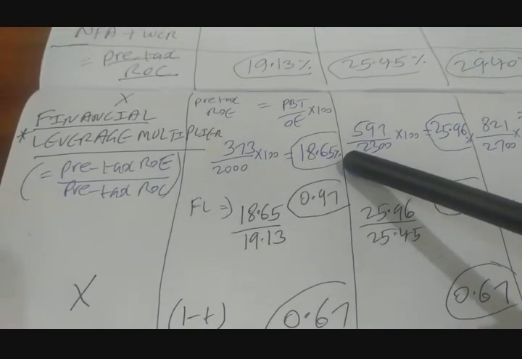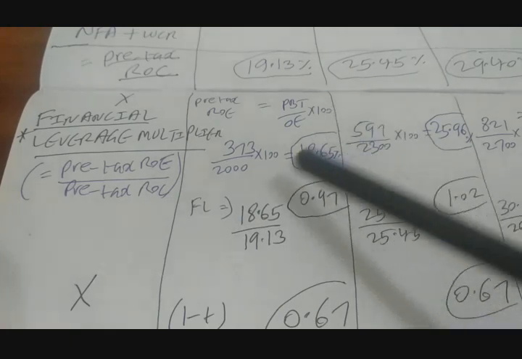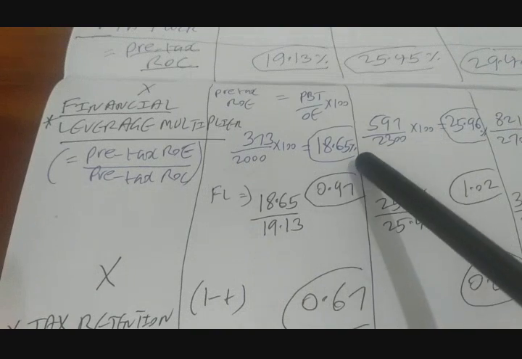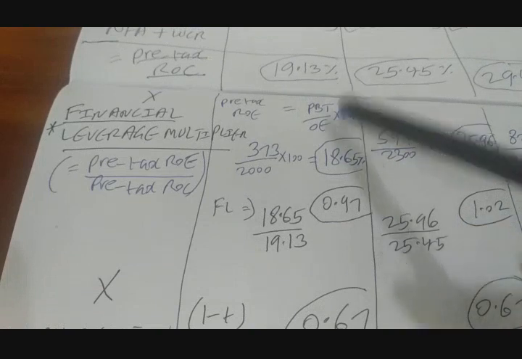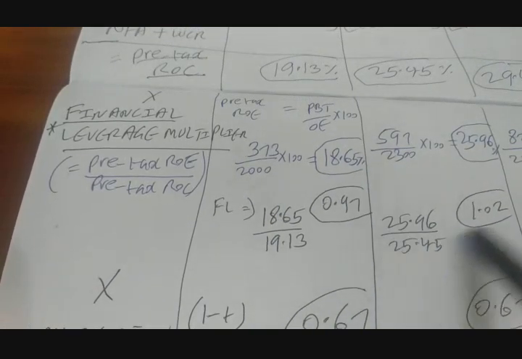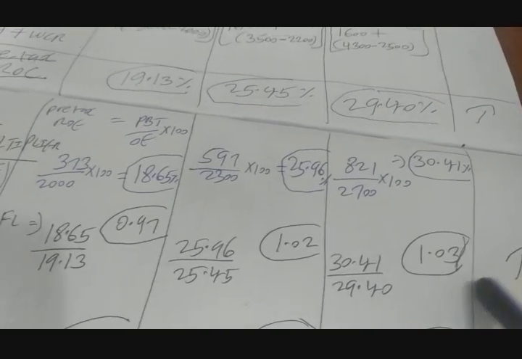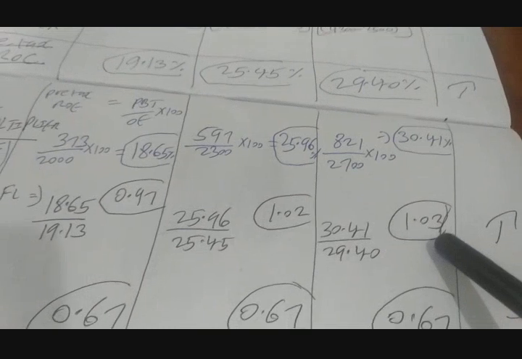So if you are going to use this number in terms of the formula, that means pre-tax ROE by pre-tax ROC. For the year T-2, it is 18.65 divided by pre-tax ROC 19.13, which gives us the financial leverage multiplier of 0.97. Whereas next year it is 1.02. Next year it is 1.03. That means financial leverage is increasing. What does it mean? The company is borrowing more, right?